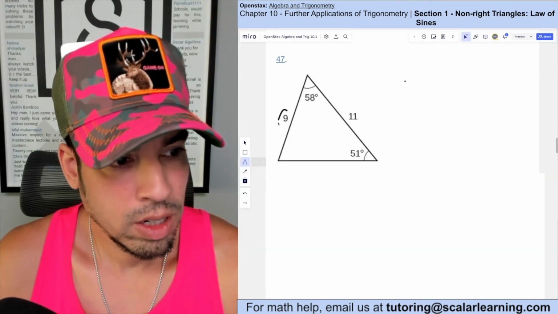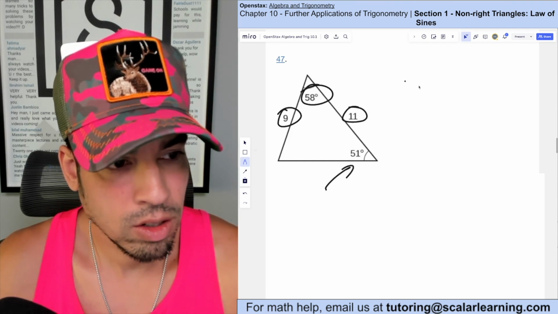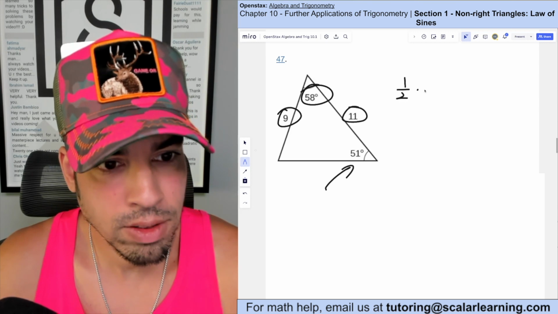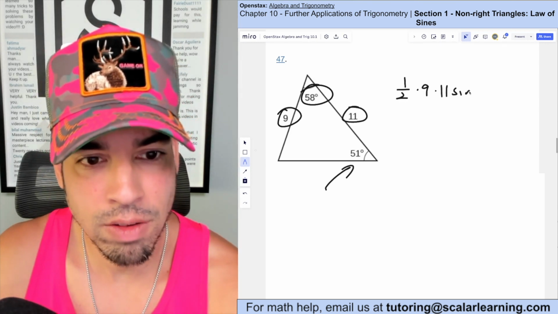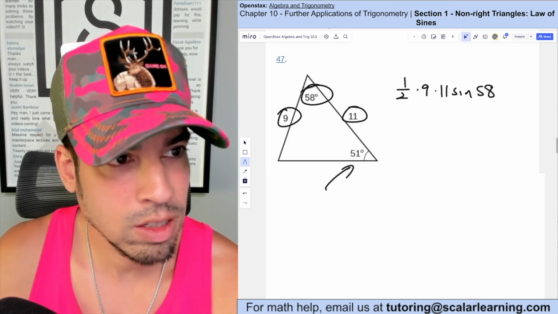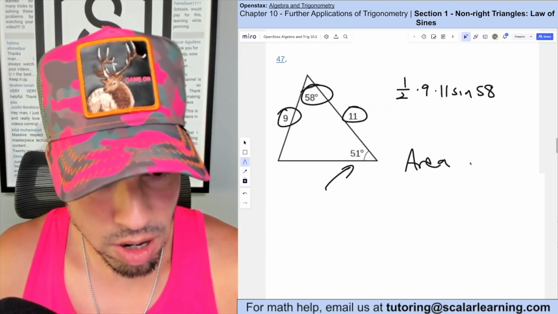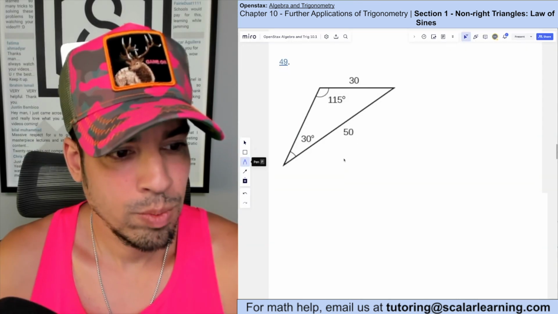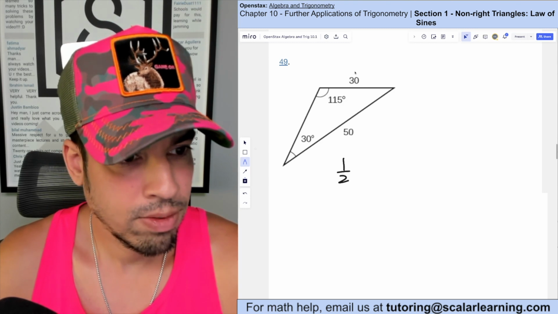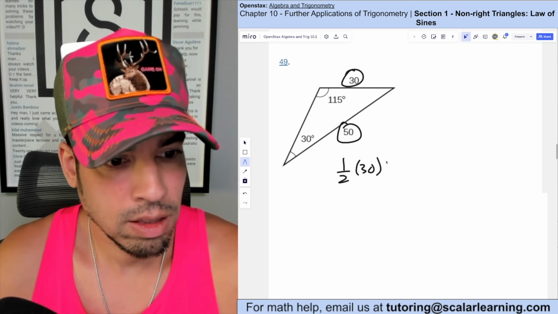So for this one, I'm looking at this side, and the angle in between. I'm not looking at this angle. So we've got 1/2 times 9 times 11, those two side lengths, times sine of that middle angle. Let's plug it into Desmos. And we get 42.0. So the area is approximately 42.0. Boom, done.